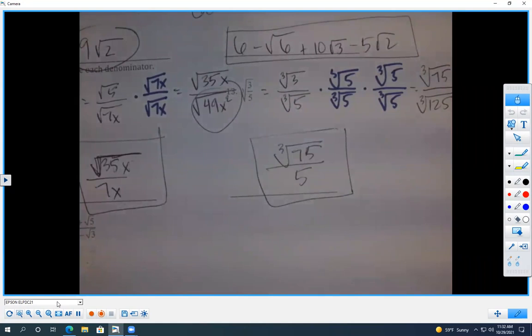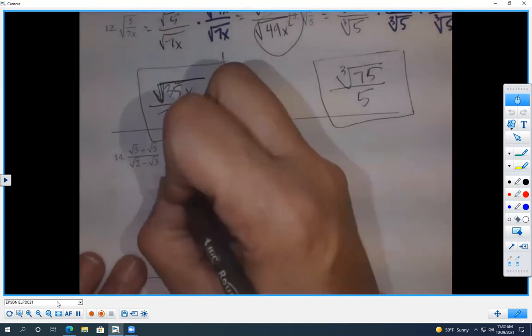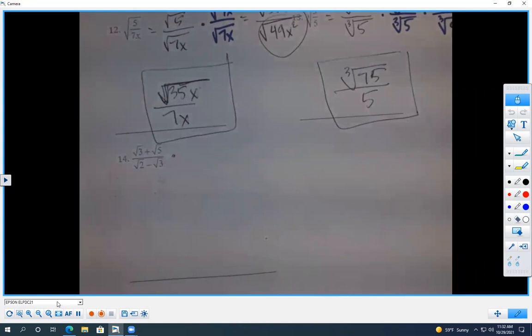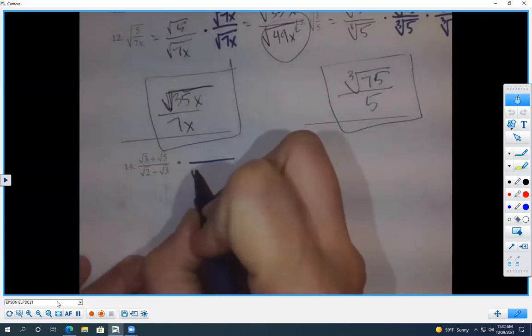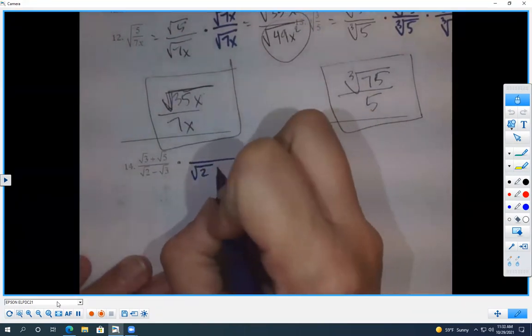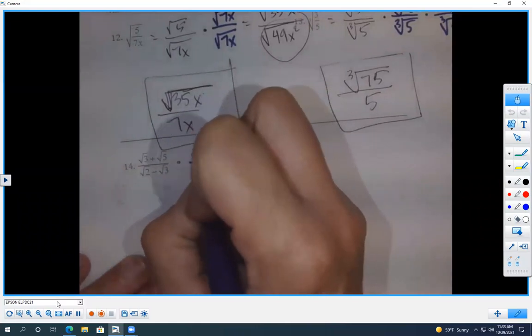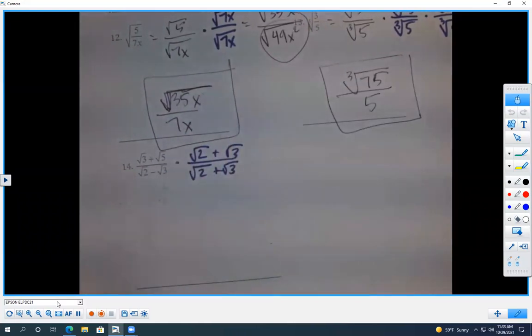Okay, the last one is the one where you multiply by the conjugate. So remember, the conjugate is the bottom, just change the sign: the square root of 2 plus the square root of 3. And you do that both on bottom and on top.